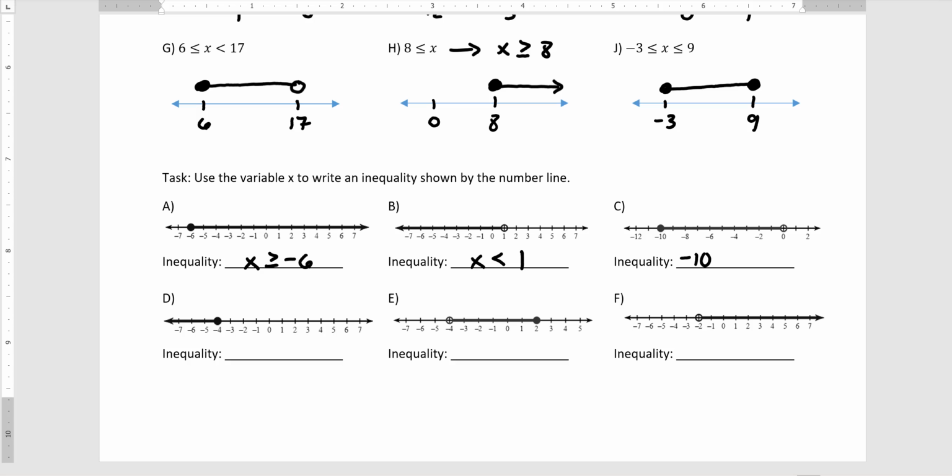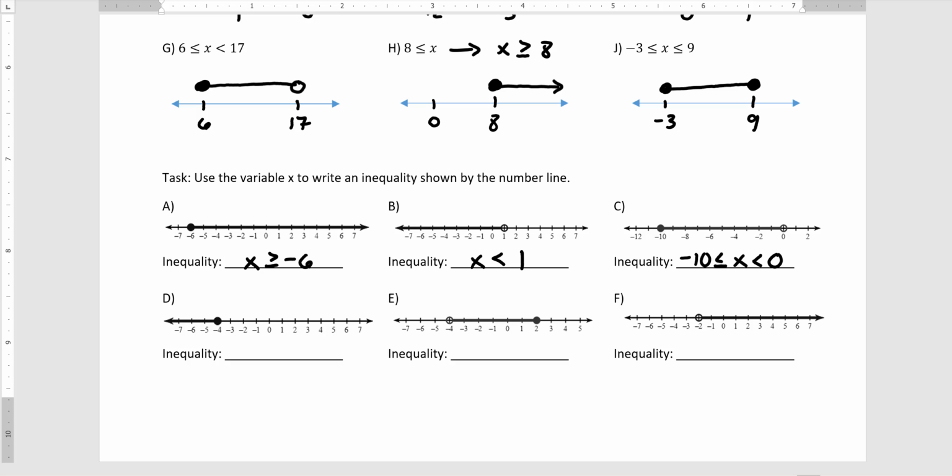And that must be less than or equal to. How do I know it's equal to? Because of that closed circle. And then I'll say x. And now my highest value is 0 with an open circle. So that must be strictly less than, and then I can put 0 right there. And there's my inequality for C.